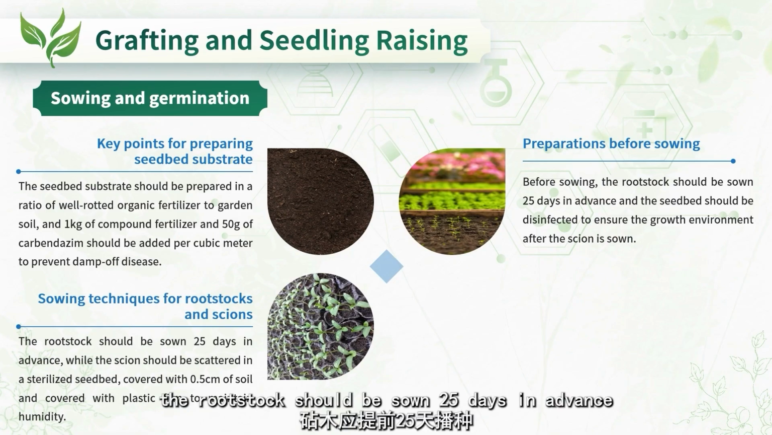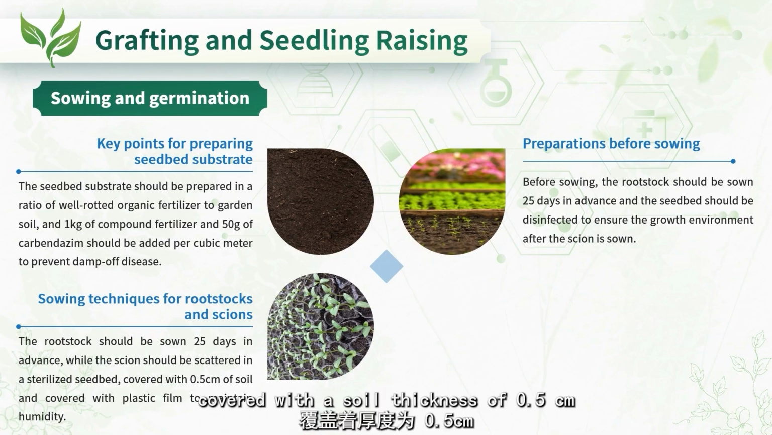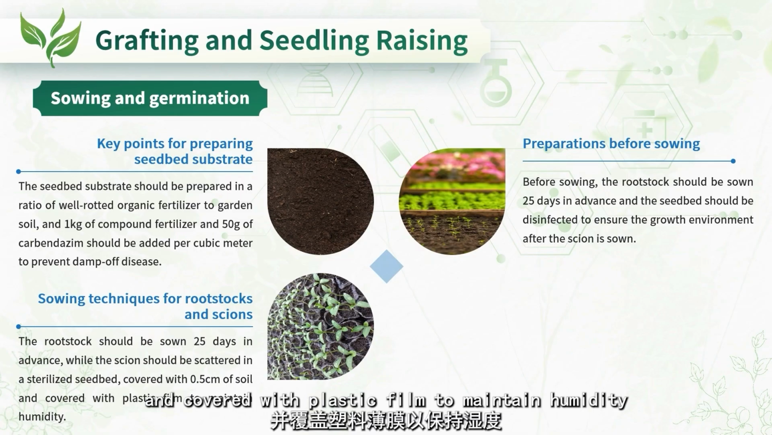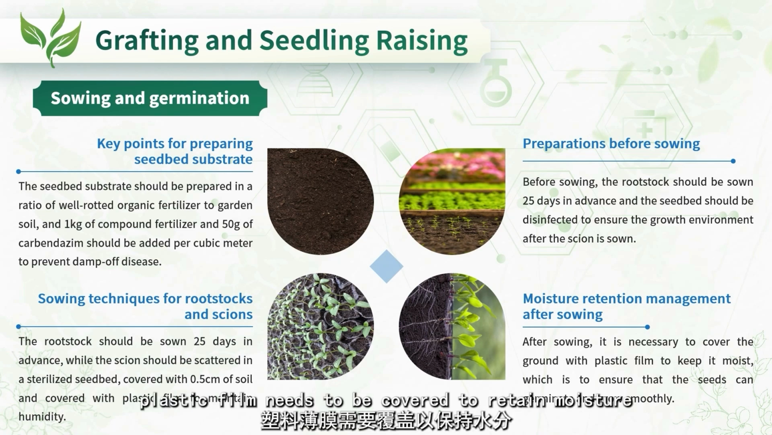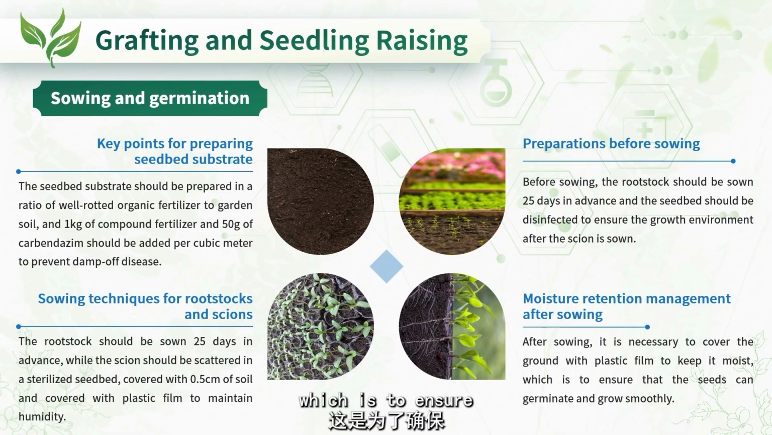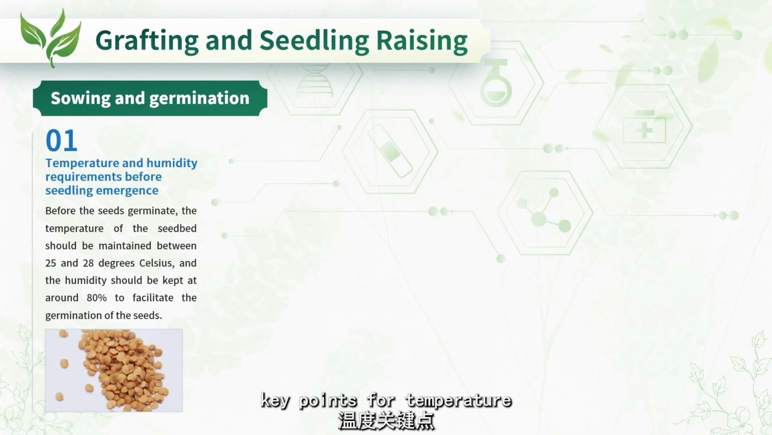The rootstock should be sown 25 days in advance, while the scion is broadcast sown in the disinfected seedbed, covered with a soil thickness of 0.5 cm, and covered with plastic film to maintain humidity. Moisture retention management after sowing: after sowing, plastic film needs to be covered to retain moisture, which is to ensure that the seeds can germinate and grow smoothly.